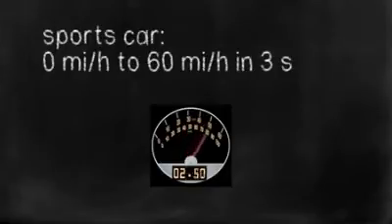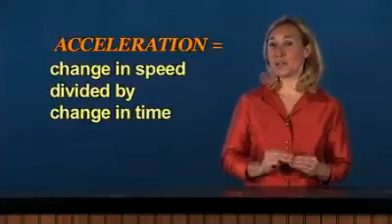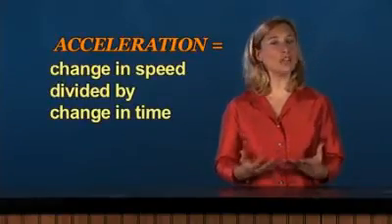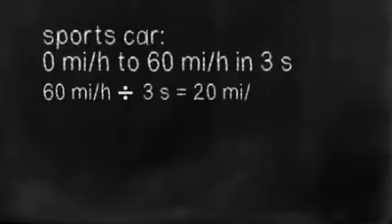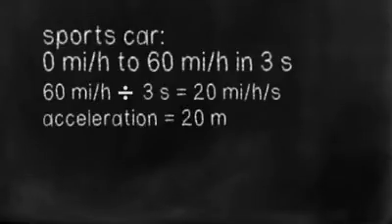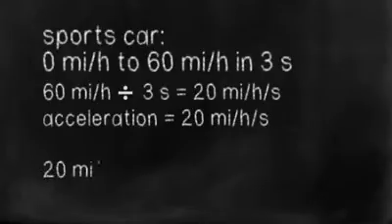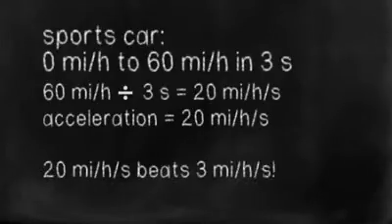On the other hand, the sports car goes from 0 to 60 miles per hour in only 3 seconds. The acceleration of the sports car is the change in speed divided by the change in time. The car changes its speed by 60 miles per hour in 3 seconds, so its acceleration is 20 miles per hour per second. Sure beats the delivery truck.